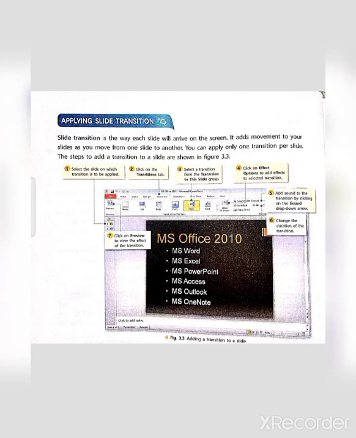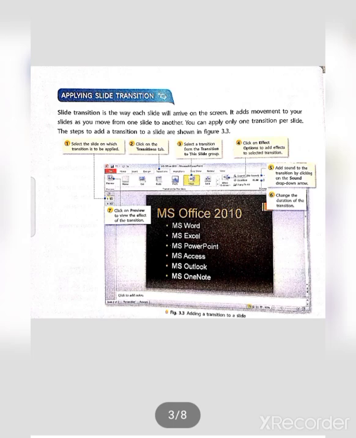Next is applying slide transition. You can apply a transition to your slides. A slide transition is the way each slide arrives on the screen. It adds movement to your slides as you go from one slide to another. You can apply only one transition per slide. And the steps to add a transition to a slide are as shown.